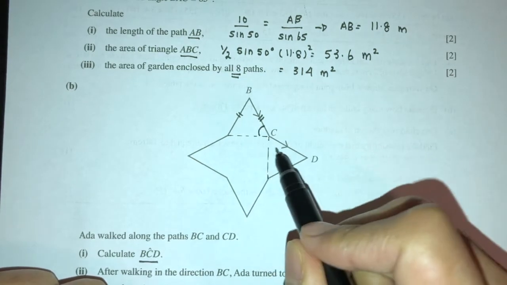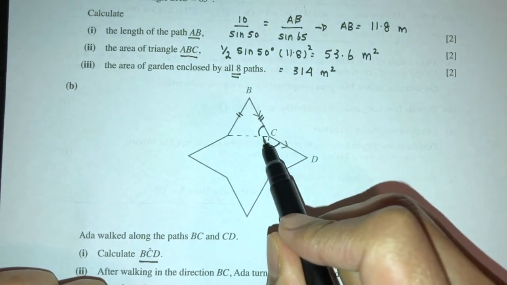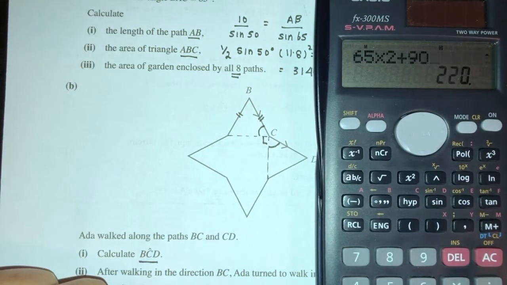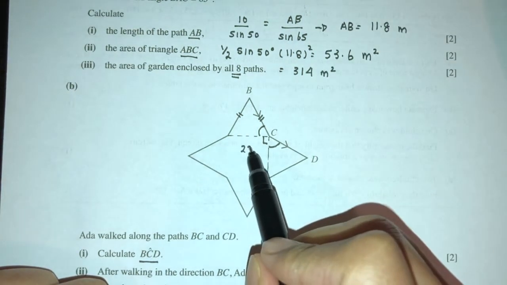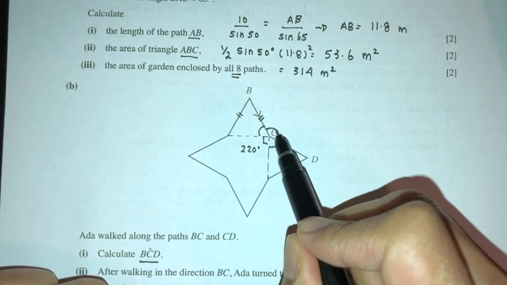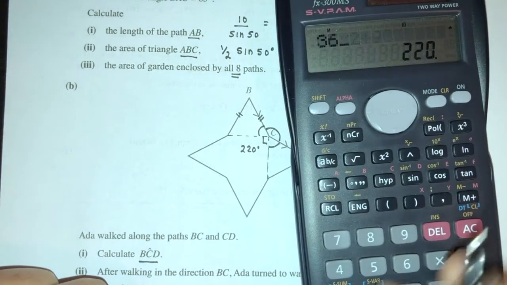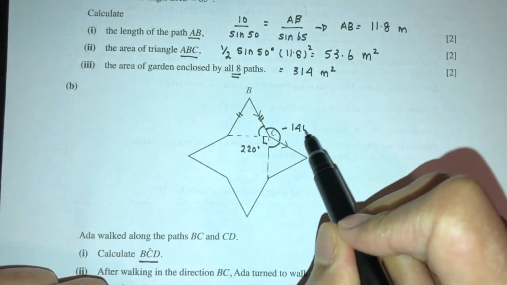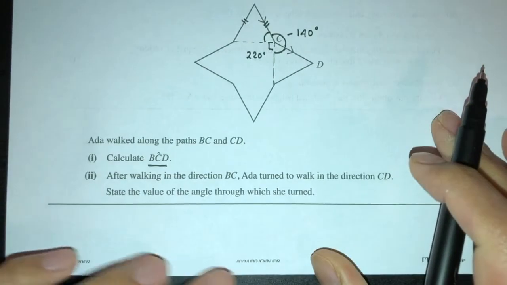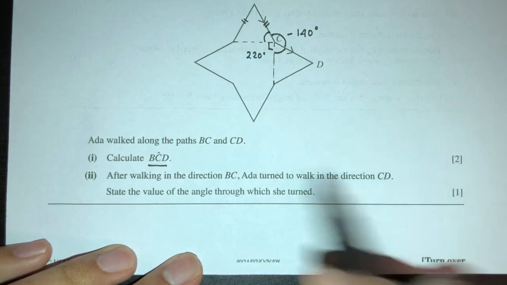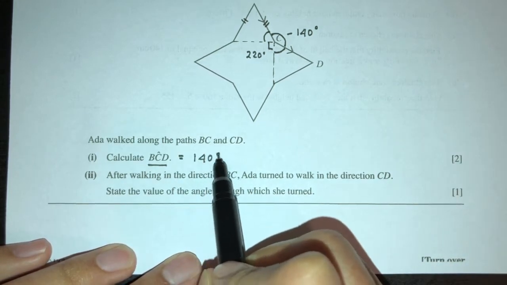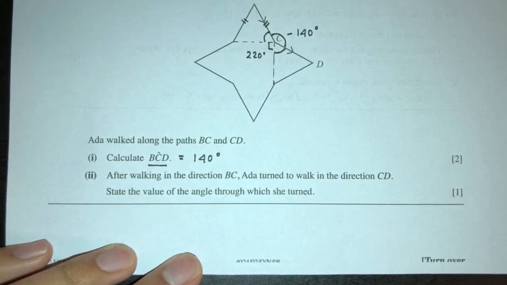From part A, you know that this angle has to be 65, and this is also 65, and this is 90. So this will be 65 times 2 plus 90. This will be 220. So this angle here will be 360 minus 220. That will be 140. So angle BCD will be 140. Okay, that is the part 1.